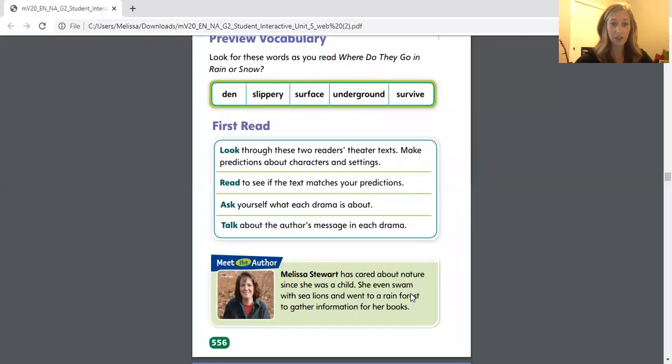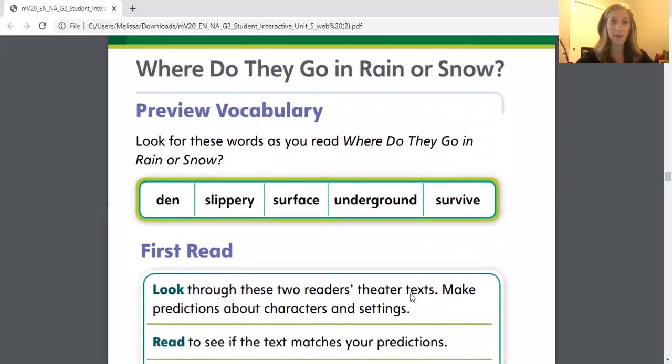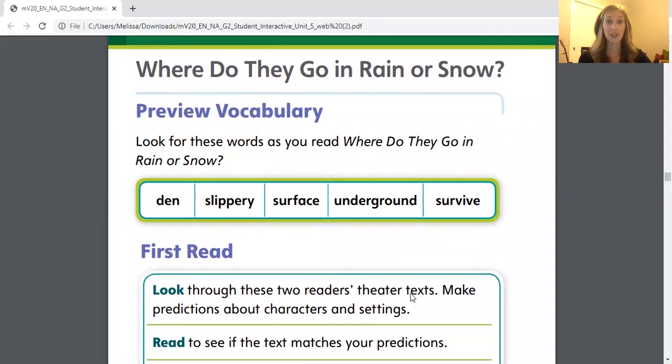This is page 556. And so you're going to be reading the drama called Where Do They Go in Rain or Snow? And the vocabulary words that I want you to keep your eyes peeled for are den, slippery, surface, underground, and survive. When you're reading the text, you should be able to see all of these words throughout the text. Their definition should be on the side and one of the margins.